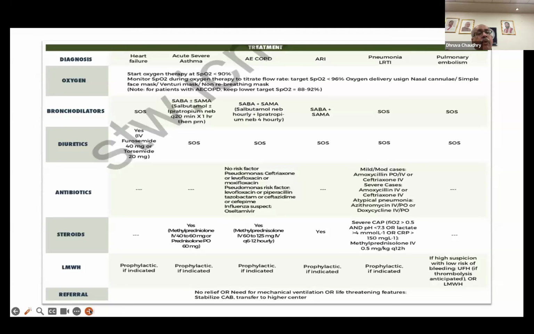Diuretics are only needed if you are suspecting that somebody has got acute heart failure. There we use furosemide or torsemide, whichever is available. In the rest, usually we don't use it. Now, the bronchodilator therapy: the mainstay for us continues to be short-acting beta agonist and short-acting muscarinic antagonist. They are basically salbutamol, which is also called albuterol. And you are finding some variants of it today in the market, what is called levosalbutamol, which is the active one. So that you can use along with ipratropium in acute asthma.